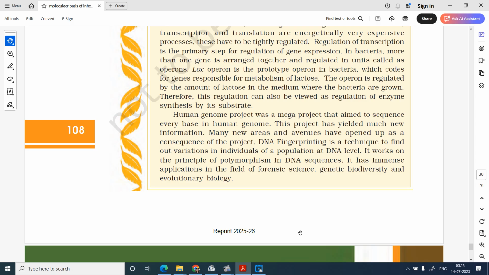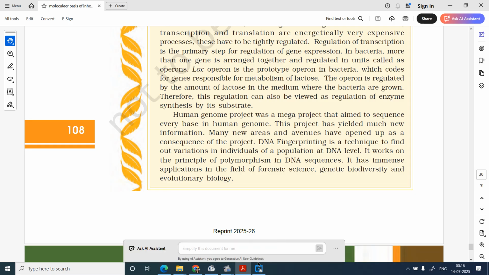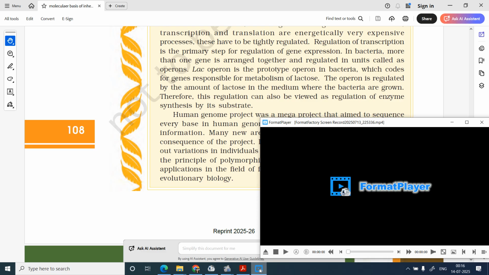The Human Genome Project was a mega project that aimed to sequence every base in the human genome. The project has yielded much new information, and many new avenues have opened up as a consequence of the project. DNA fingerprinting is a technique to find out variations in individuals of a population at the DNA level. It works on the principle of polymorphism in DNA sequences. It has immense application in the field of forensic science, genetic biodiversity, and evolutionary biology.